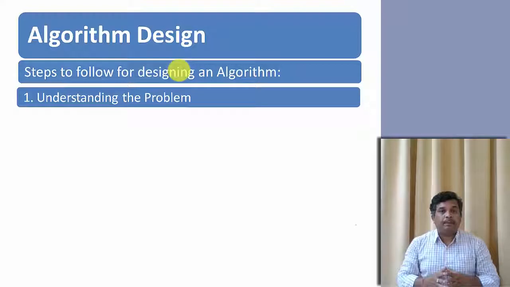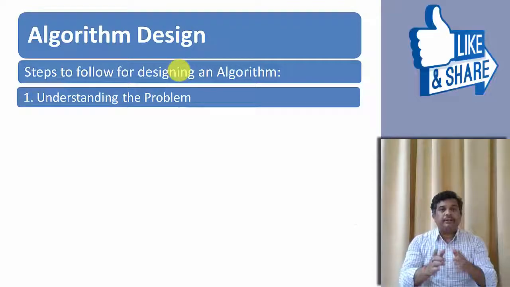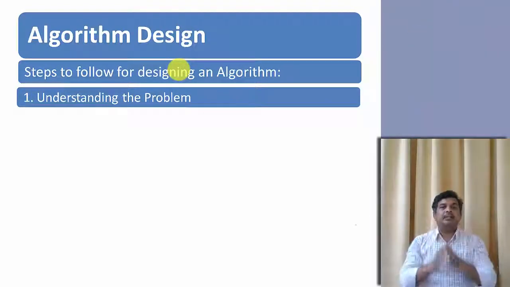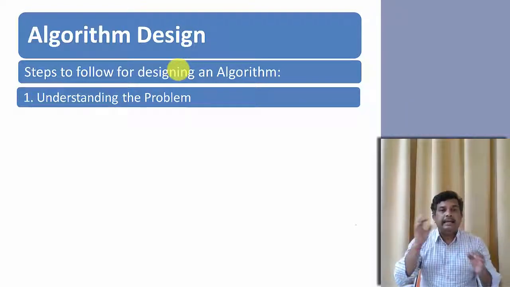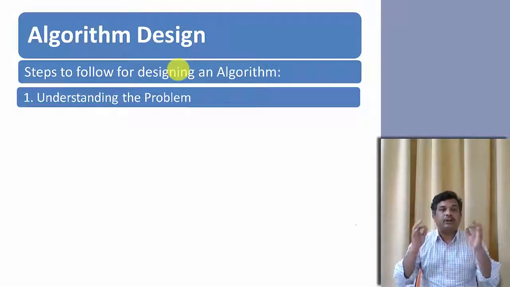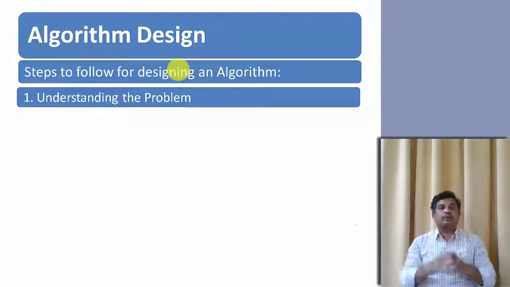Understanding of the problem. This is the very first step in designing an algorithm. In this step, first of all, you need to understand the problem statement completely. While understanding the problem statement, read the problem description carefully and ask questions for clarifying doubts about the problem.